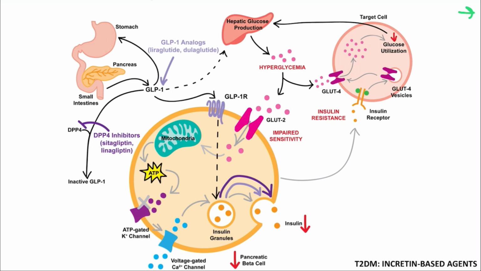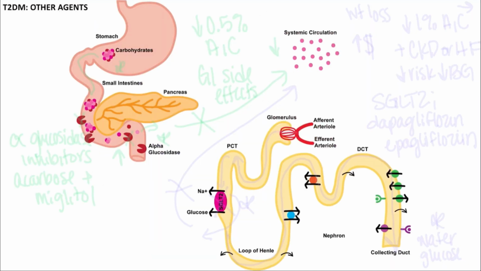Our first group that doesn't fit into the previous category and that aren't really used much anymore, but in case you do come across them, are the alpha glucosidase inhibitors, like acarbose and miglitol.